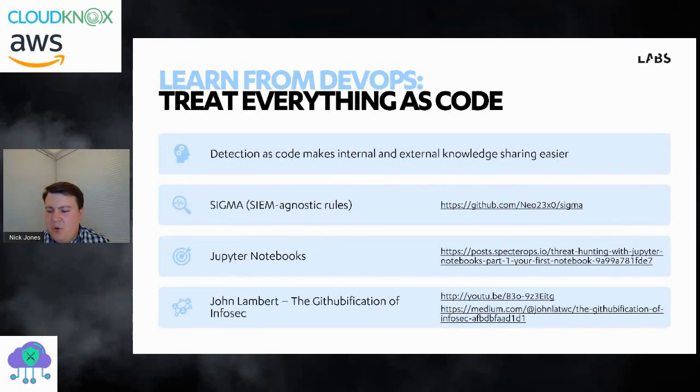And if you're looking for another conference talk to watch, John Lambert's The GitHubification of InfoSec from T2 last year. It was a really interesting presentation on how the industry needs to work better together to start making it more expensive for attackers to compromise organizations, by sharing knowledge better than we do right now.